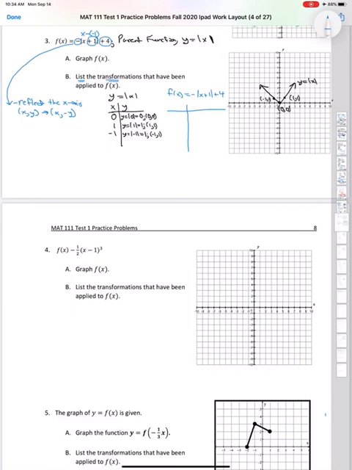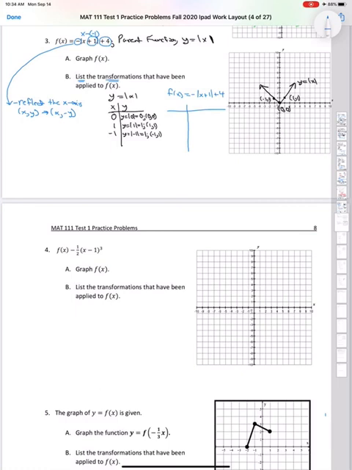Every point, for example, if 2, 3 was on the graph, then 2, negative 3 is on the graph. So if our absolute value function, 1, 1 is on the graph, we know 1, negative 1 is on the graph. Negative 1, 1 is on the graph, negative 1, negative 1 is on the graph. We're multiplying every y coordinate by a negative. We're multiplying our function by a negative, that reflects across the x-axis.